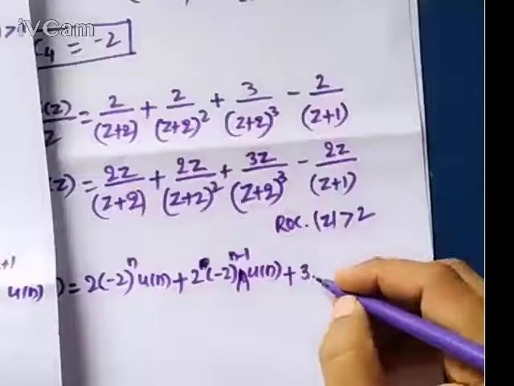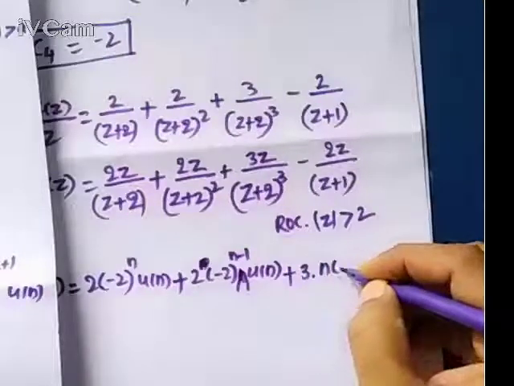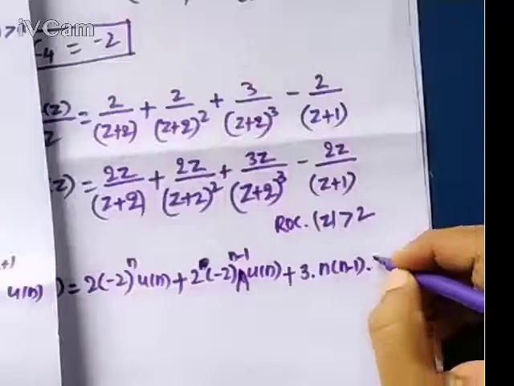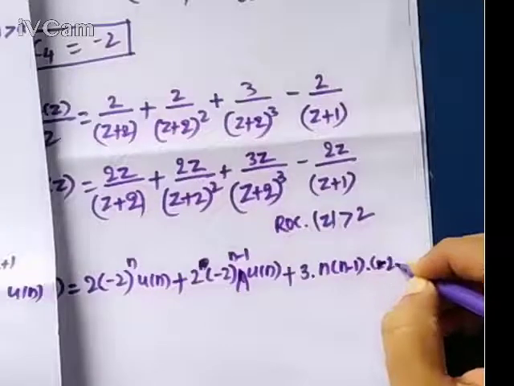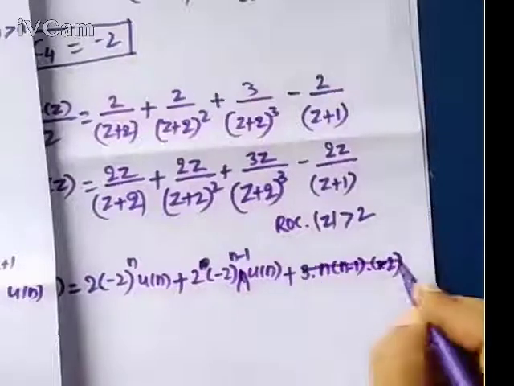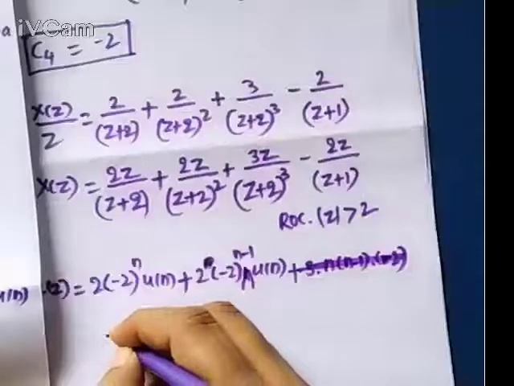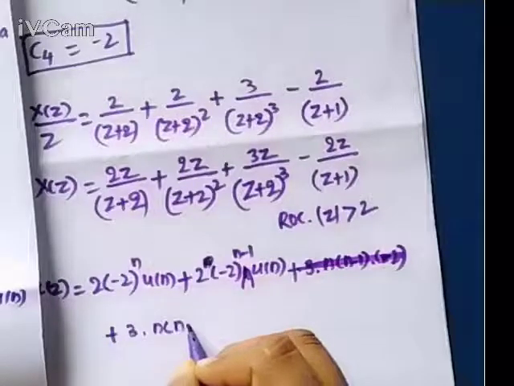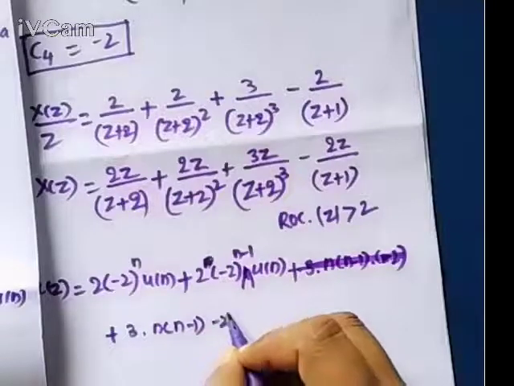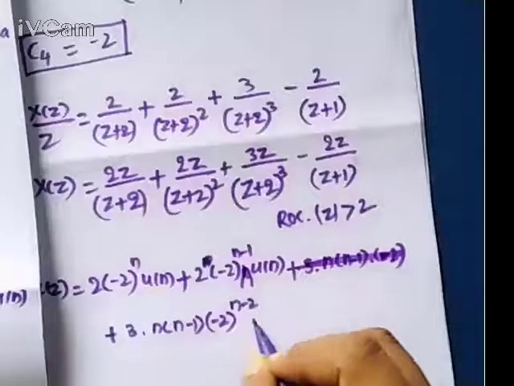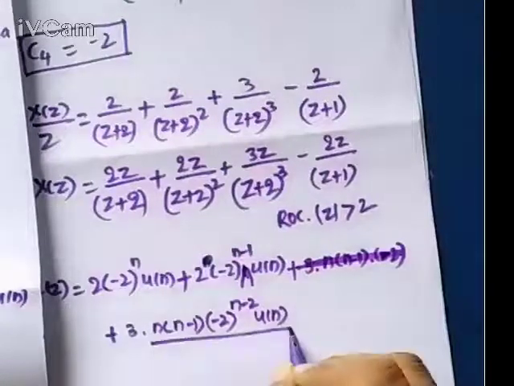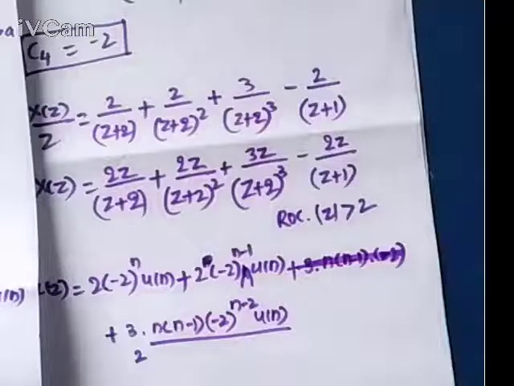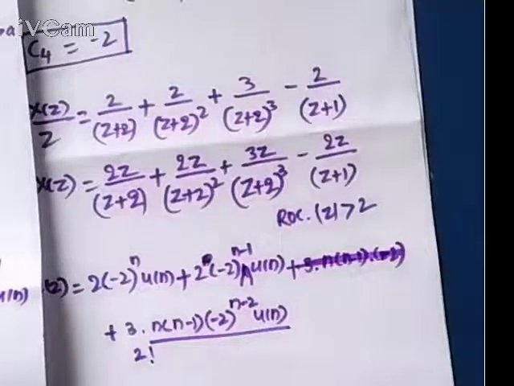This n is here, so 3 into n into n minus 1 into a power n minus 2, where a is minus 2. Let me write it on the downside: plus 3 into n into n minus 1 into minus 2 power n minus 2 u of n upon 2 factorial, that is divided by 2. Otherwise you can put that 2 factorial only, it doesn't matter.